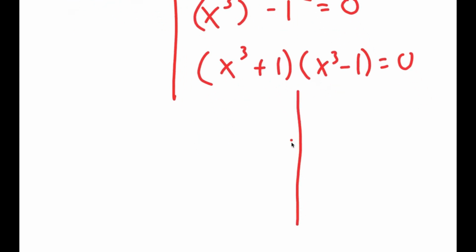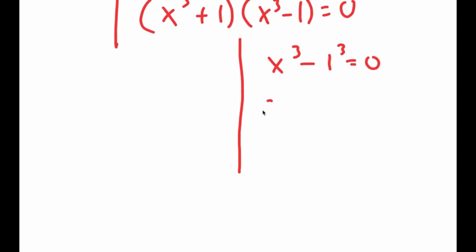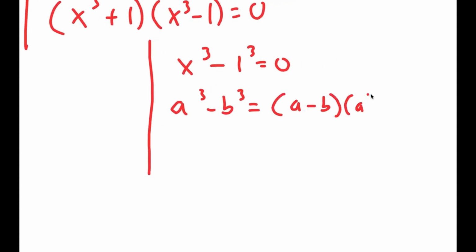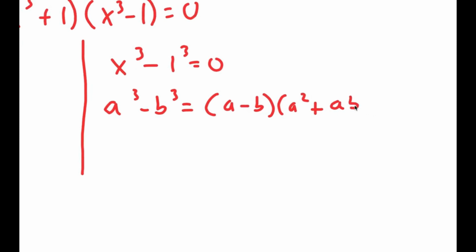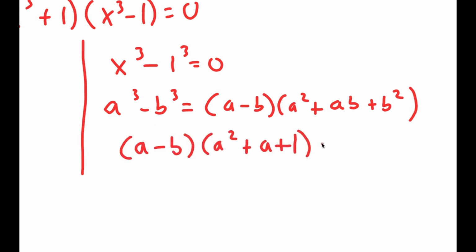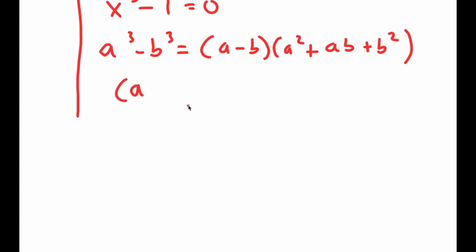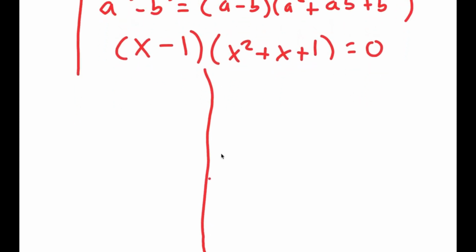Now, for x to the power of 3 minus 1 equals 0, I'm going to rewrite this as x to the power of 3 minus 1 to the power of 3 equals 0, so I can use the property a to the power of 3 minus b to the power of 3 is equal to a minus b times a squared plus ab plus b squared. So this turns into x minus 1 times x squared plus x plus 1 is equal to 0, which gives me yet another two equations.